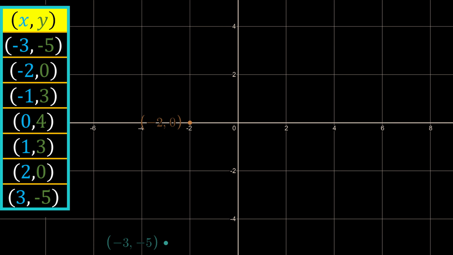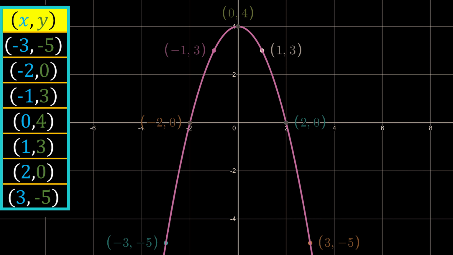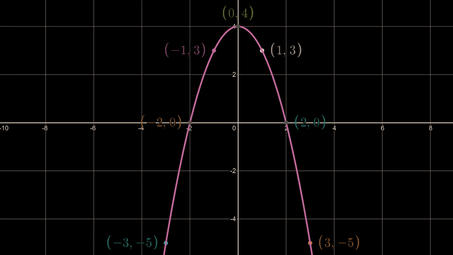Let's plot these points. And now, let's connect the dots. If you are ever unsure whether you are connecting the dots in the proper order, you can simply plug in more x values, plot more points, and then you'll get a more complete picture of what's happening.